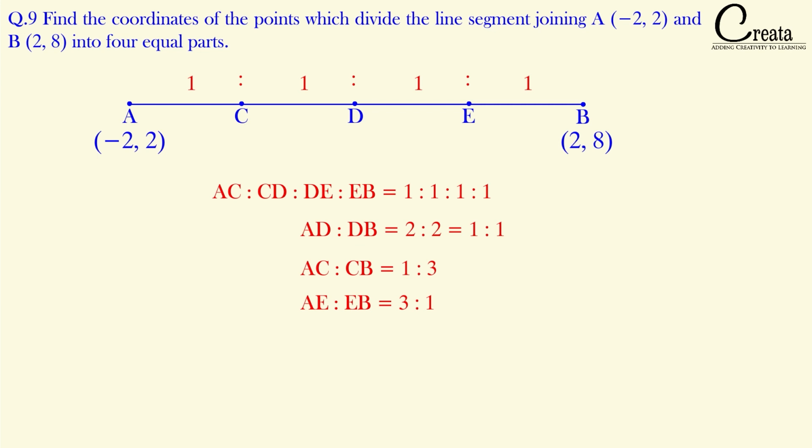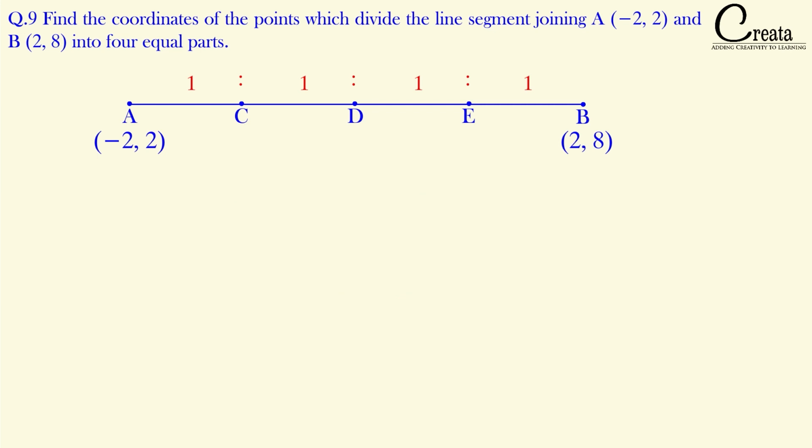We can take any of the line segments and we can take that ratio. So let's approach the question. Firstly, let's find the point D, which is the center point of line segment AB. Here, can we say AD is to DB is 2 is to 2 or 1 is to 1? Okay, 2 is to 2 is basically 1 is to 1.